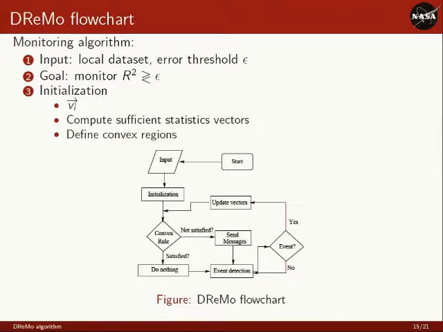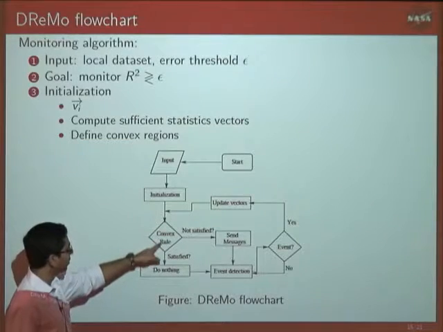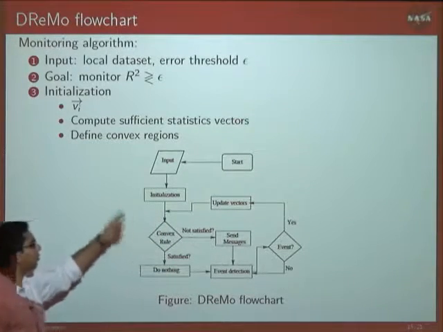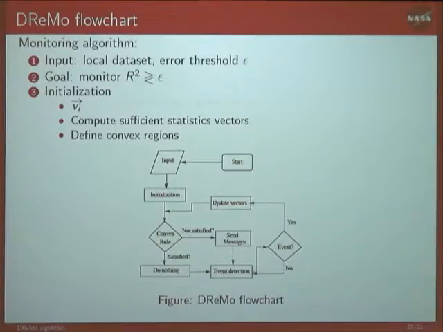So here, this is a flowchart. There is nothing in there basically. So what it's saying is, you take a local data set and an error threshold epsilon, and you want to basically monitor whether R-square is greater than or less than epsilon. So you initialize your V, which I have not shown here for simplicity, compute the sufficient statistics, the knowledge, and all those things. You define the convex regions, and those convex regions are uniformly defined across all of the machines in the network, and then you keep applying this convex rule. So you start, you do the initialization, you apply the convex rule. If it's satisfied, you don't do anything else. You go back and send messages and then wait for events to happen. That's essentially what you're doing.